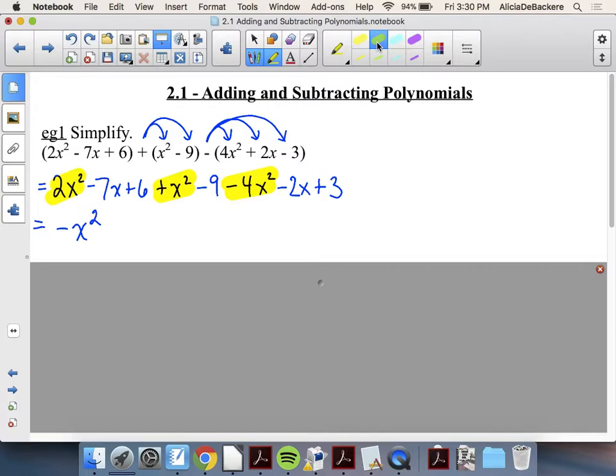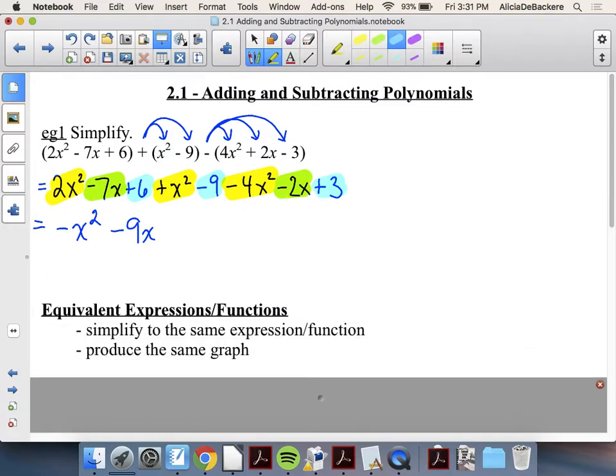Our second set of like terms are the x terms. So I have negative 7x. Take a look, I am taking the negative with the 7, and negative 2x. So I'm going to put those two together and I get negative 9x. And then finally, my last set of like terms are the constants. So I've got positive 6, negative 9, and positive 3. And when I put those together, I get 0. So I could put plus 0 on the end of my expression, or I could just leave it like it is.